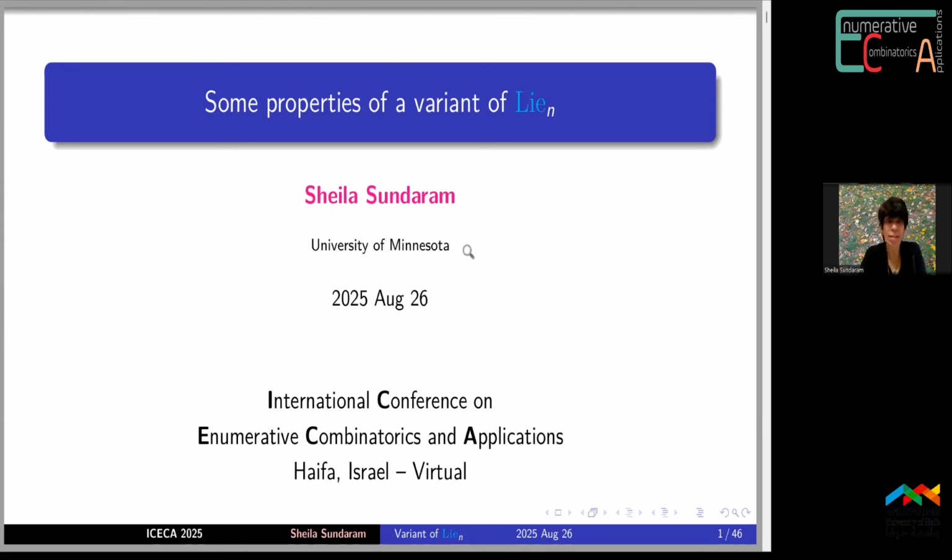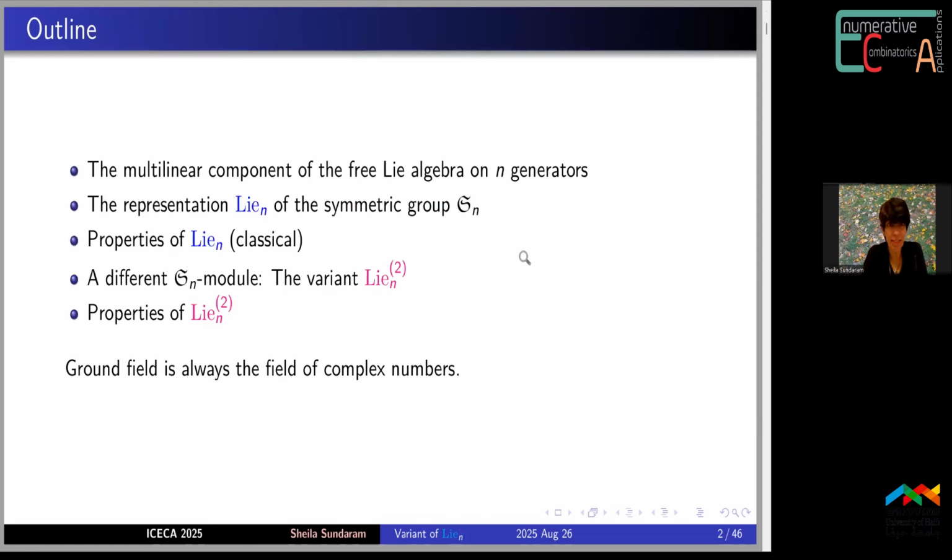I'm really very honored. I'd like to tell you today about, as the title says, some properties of a variant of Lie n. And first of all, I have to start by telling you about the free Lie algebra. So this variant is a variant of the representation of Sn on the free Lie algebra. So I'll start with that and tell you what the classical Lie n module is. And then I'll go through some properties. And then I'll introduce this variant and go through properties of that as well.